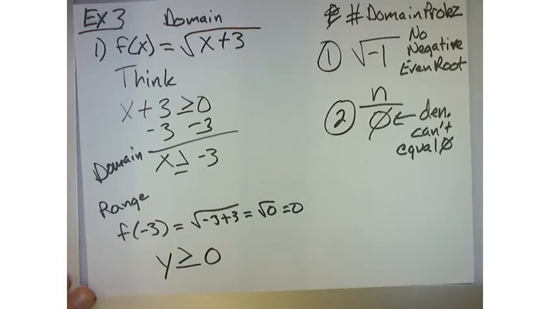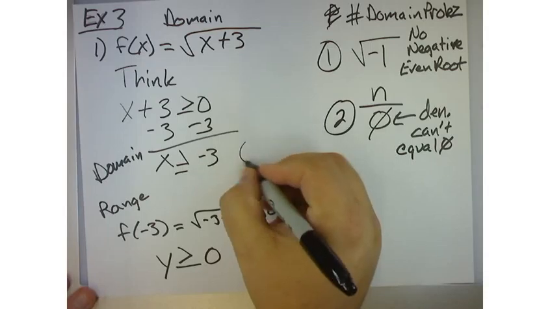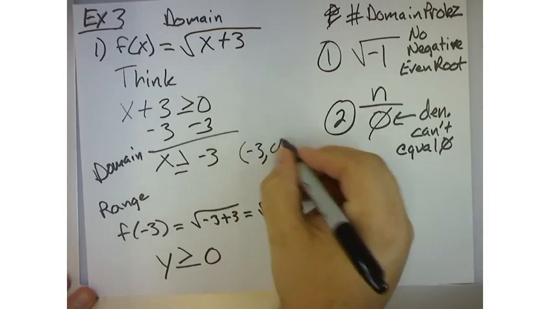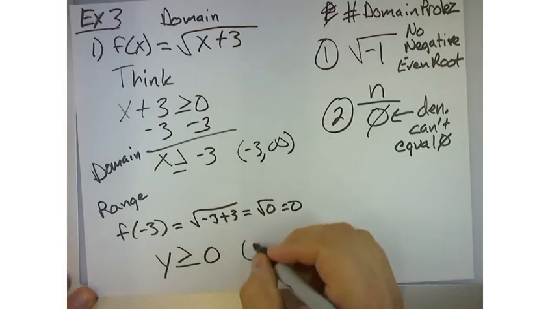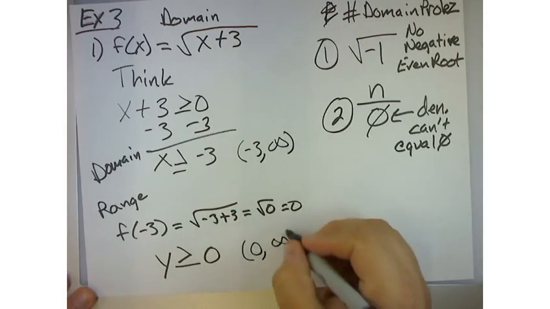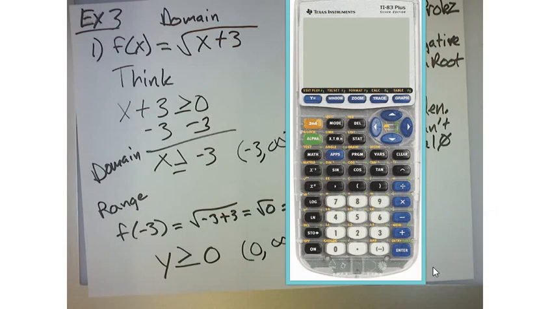Now there's lots of ways to write the domain. What's another way I could write it? I could say the domain is from negative 3 to positive infinity. I could say that the range is from 0 to positive infinity. Now what does this look like graphically? I don't know, let's plug it in and see.